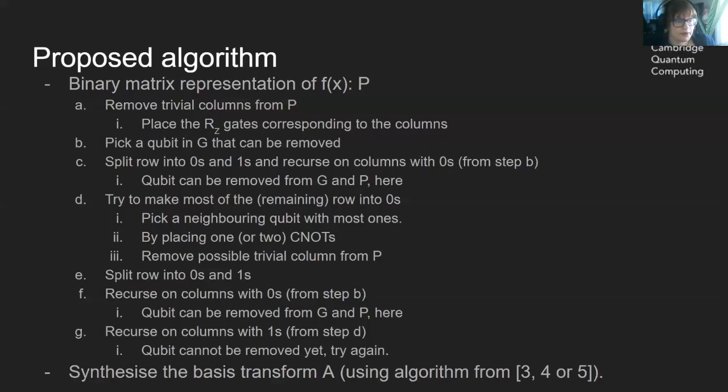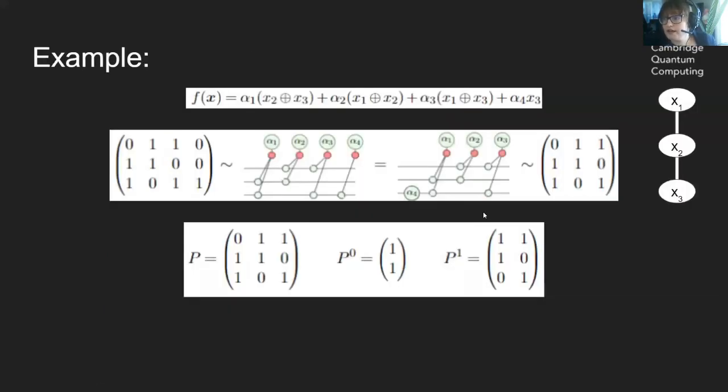And again, we split the row and recurse on the zeros first to try and remove the remaining ones from the row once more, before recursing on the columns with ones and trying again. And lastly, we synthesize the basis transform A using the Steiner-Gauss algorithm that I presented last year at QPL. But you can also use a similar algorithm, for example, the one from National, and there's a group in Bayesian that has an improved algorithm, which is really cool.